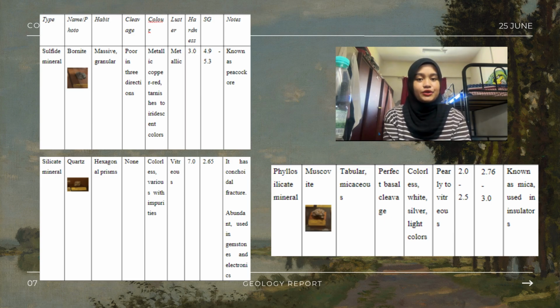Its habit is tabular and micaceous. The cleavage is perfect basal cleavage. The color is colorless, white, silver, or light colors. The luster is pearly to vitreous. The hardness is 2.0 to 2.5. The specific gravity is 2.76 to 3.0. It is also known as mica. Muscovite is used in insulators.